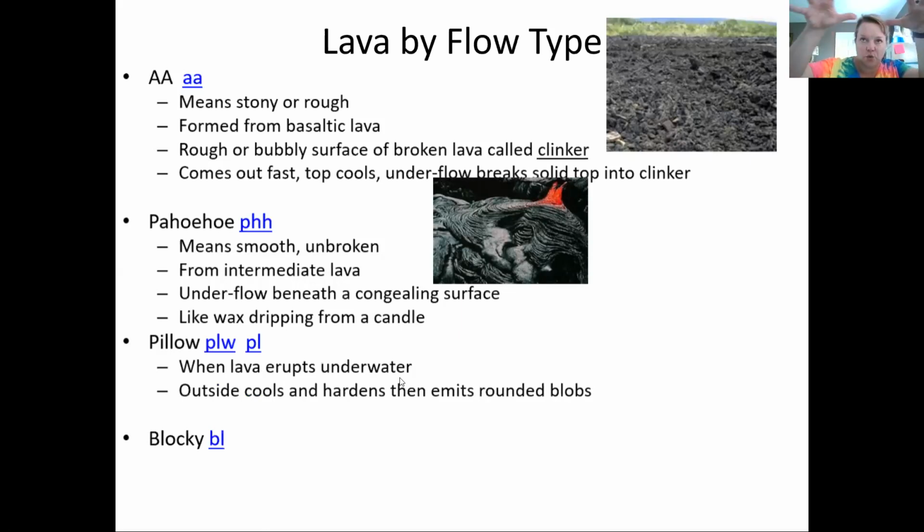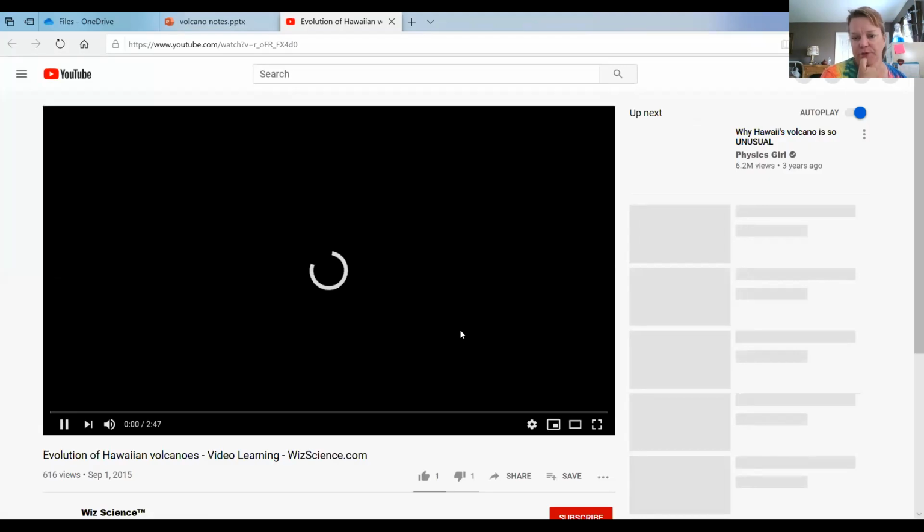So the outside is going to cool and harden, but instead of it breaking through, these blobs come out, and we get these huge, huge pillow-like blobs of rock. But again, this would be the one that happens when lava erupts underwater. You can also do your own Google or YouTube searches and see different examples of this.